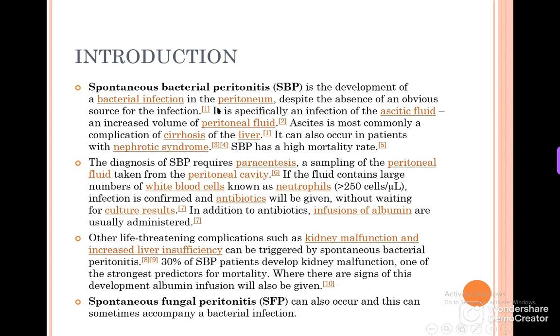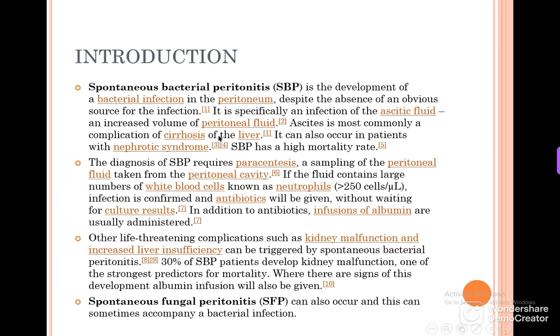Spontaneous bacterial peritonitis is the development of bacterial infection in the peritoneum despite the absence of an obvious source for the infection. You don't know the source. It is specifically an infection of the ascitic fluid. This is important. Some ascitic fluid should be there, that is, an increased volume of peritoneal fluid. Ascites is most commonly a complication of cirrhosis of the liver. It should be associated with cirrhosis of the liver, or in some cases with nephrotic syndrome, where the fluid weeps out. Spontaneous bacterial peritonitis has a high mortality rate.